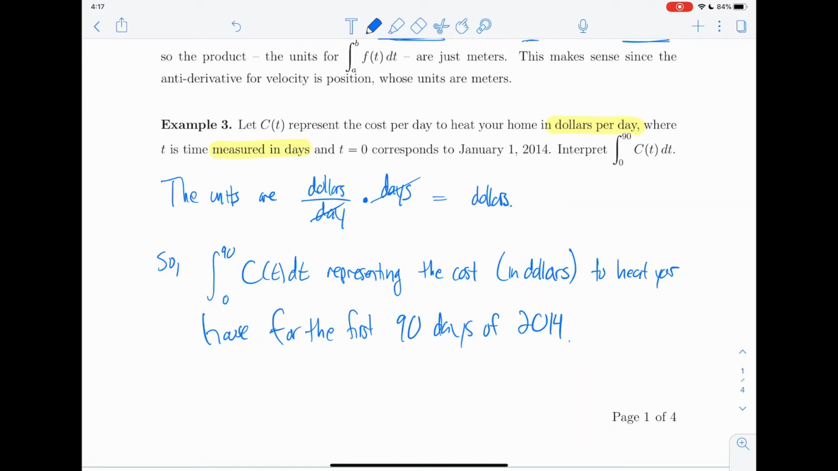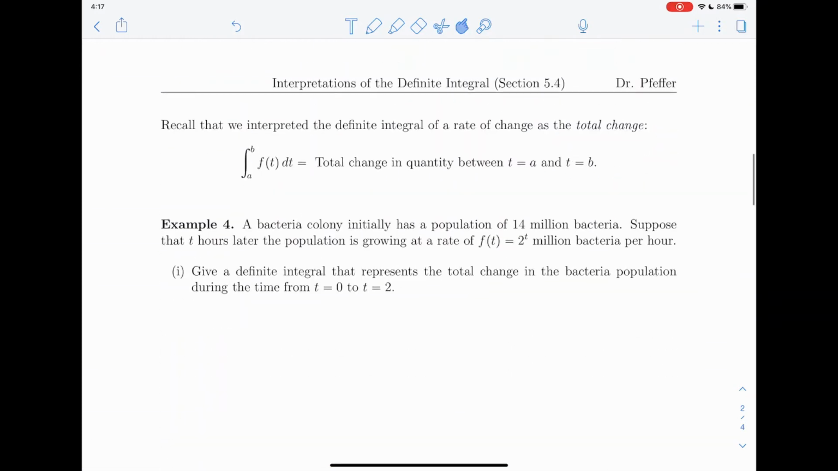So this is another example in order to get us a little bit more comfortable with how the units of a definite integral come to be. Now, another thing we talked about in the beginning of chapter 5 is we introduced the notion of the definite integral, and we talked about how it's actually representing total change. That is, we said the following.